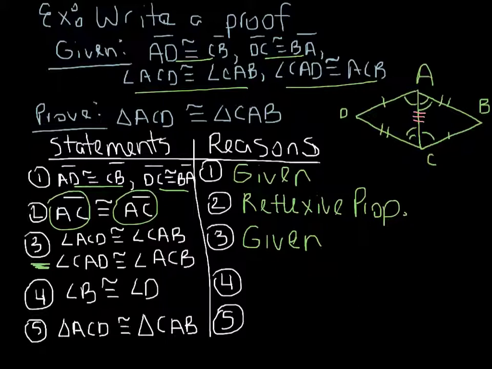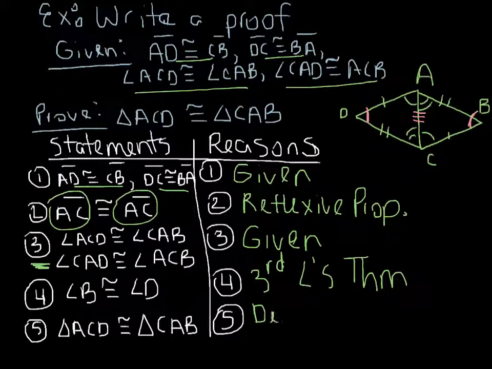For reason number 4, we said angle B is congruent to angle D. Why were we able to say that? We knew two pairs of angles were congruent, so the third one has to be, and that was our theorem that we just learned, the third angles theorem. Now we have proven that every single angle and every single side is congruent, so our triangles are congruent. Our final reason is going to be definition of congruent triangles. This should help you out with the proof problem in your homework for section 4.2.